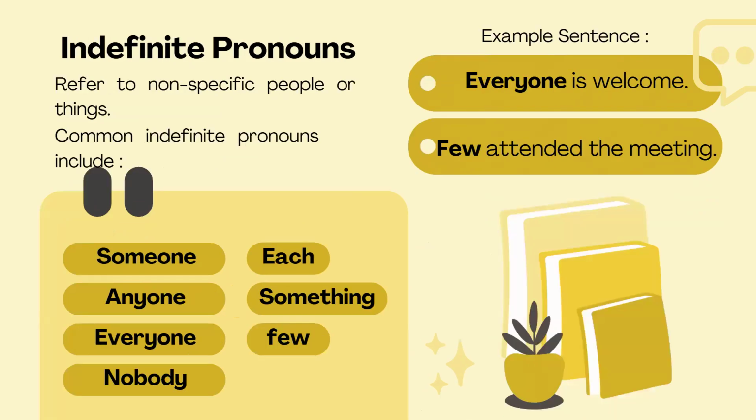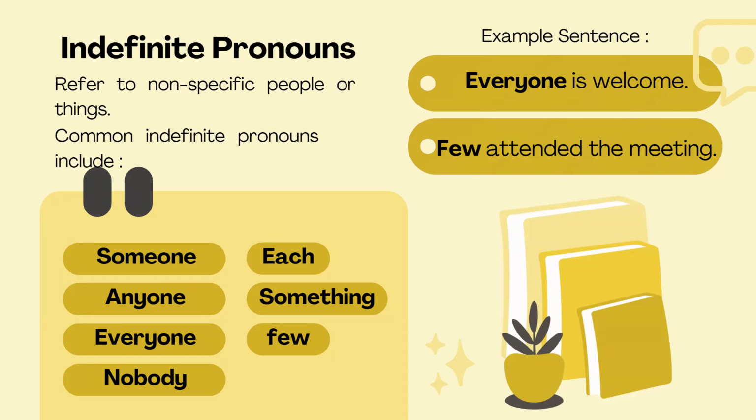Then we have indefinite pronouns, which refer to non-specific people or things. The common indefinite pronouns include someone, anyone, everybody, everyone, nobody, each, something, few, and many more. For example, everyone is welcome. Few attended the meeting.